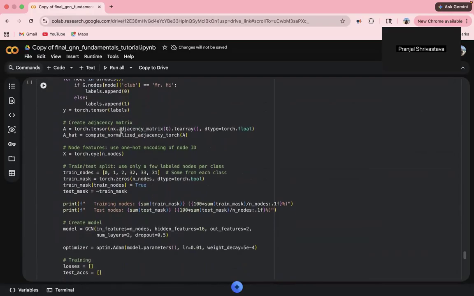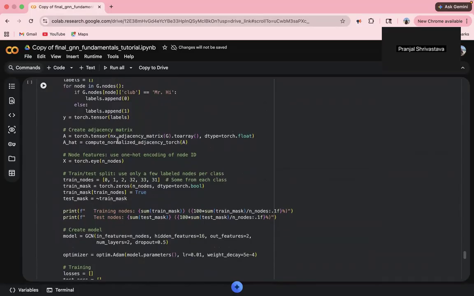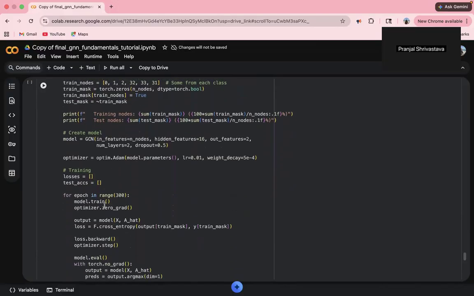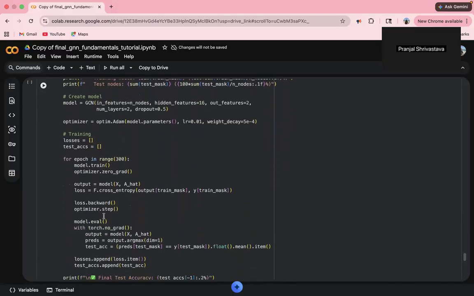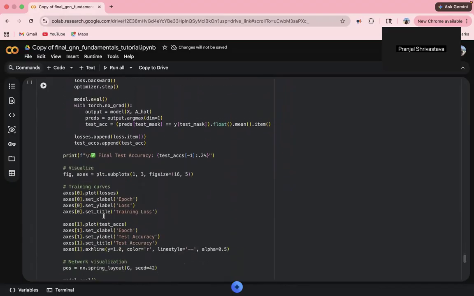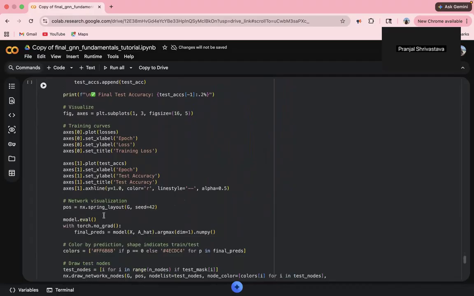The Karate Club is a famous dataset from 1977. Wayne Zachary documented a social network of 34 Karate Club members before the club split into two factions, Mr. Hi's group and the officer's group. We give the GCN only 6 labeled nodes, 3 from each faction, and ask it to predict the remaining 28. The GCN achieves 100% accuracy. It does not just memorize, it learns that who you are connected to predicts what faction you belong to.